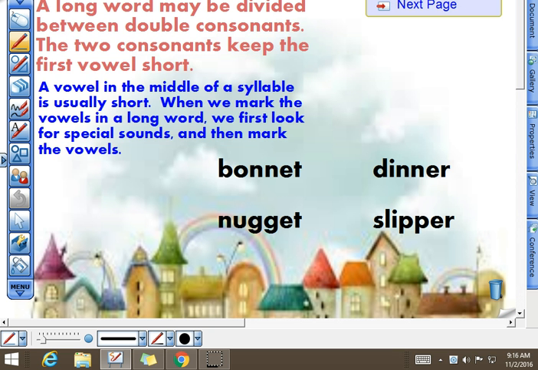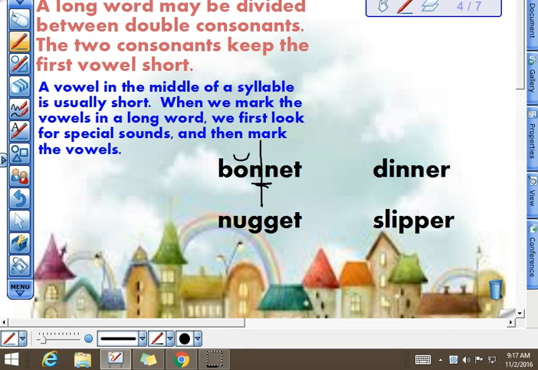All right. A long word may be divided between double consonants. The 2 consonants keep the first vowel short. This is important. We need to know this for some spelling later on. Whenever there are double letters in the center, we can draw a line through that, separating my syllables. Then the thing that you need to remember is you need to take each part and treat it like it's its very own word. So because there's doubles, we already know this one is short.